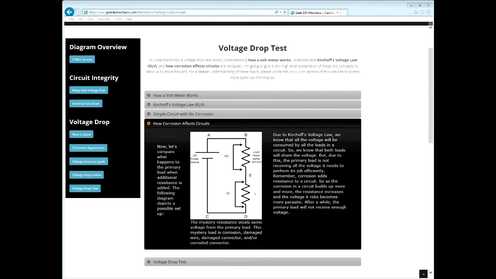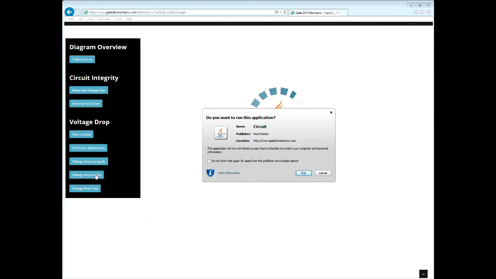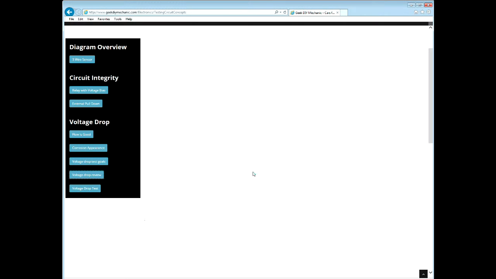Again, due to this corrosion, the expected load is only receiving 10 volts. Let's say that load is a fuel pump. I'm sure it's fair to say that it will not do as much work with this lower voltage. This means this corrosion could cause lower fuel pressure. Just for review, let's leverage the Java circuit simulator to review what voltage drop is and how current affects it. Let's click on the voltage drop review button.